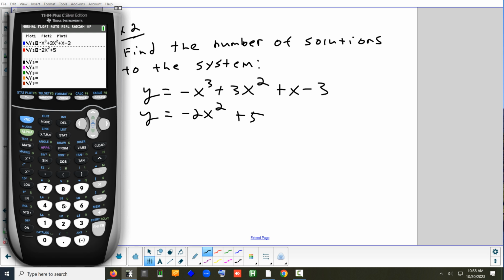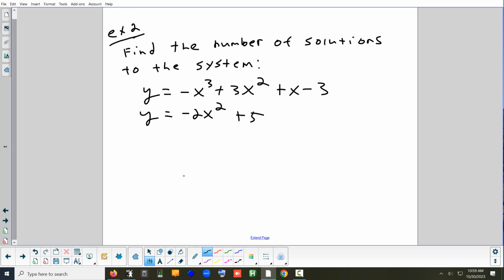So the top one is a cubic. What's the bottom one called? Because the highest exponent's a 2. Yeah? What would be quadratic. That's quadratic. So we're graphing a cubic and a quadratic. So remember, cubic can look something like this. And a quadratic could either open up or open down like that. How many times do you think those two could cross each other? Twice. Twice? Or 3 times.